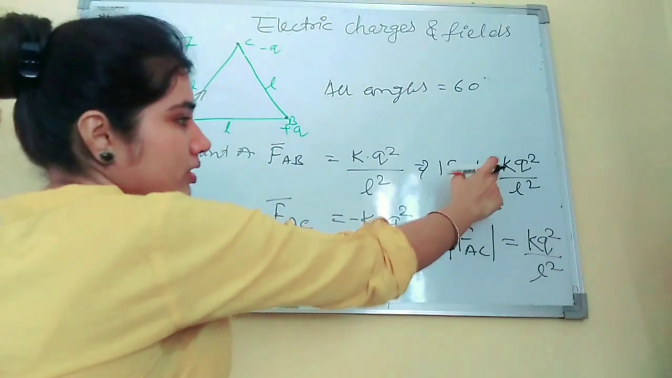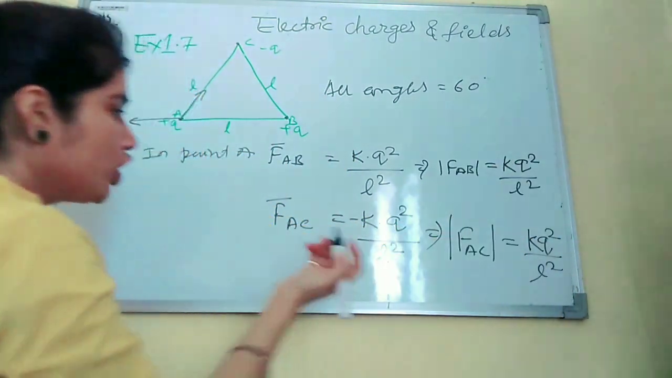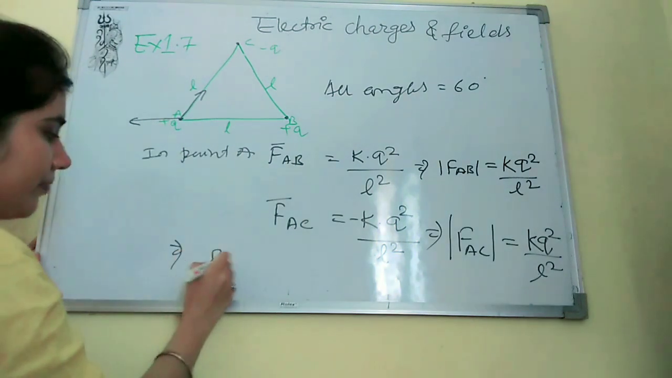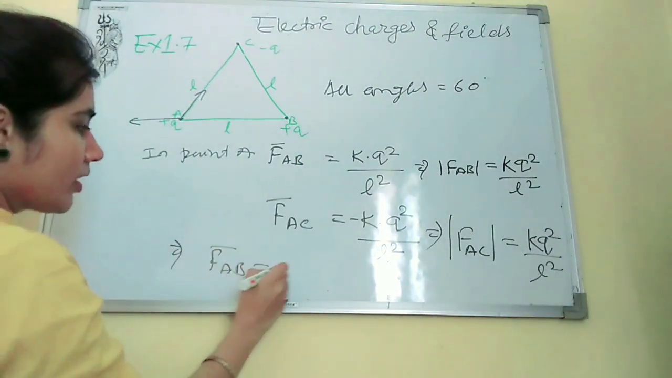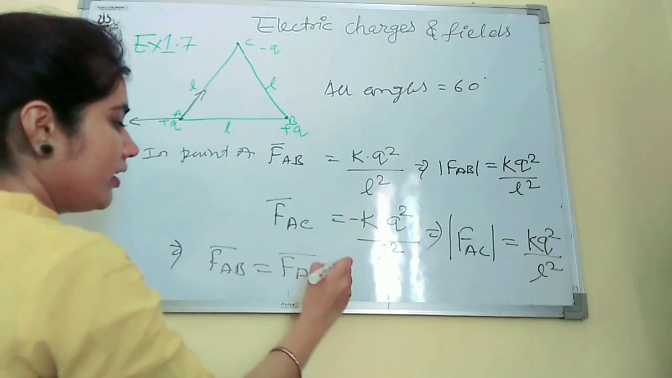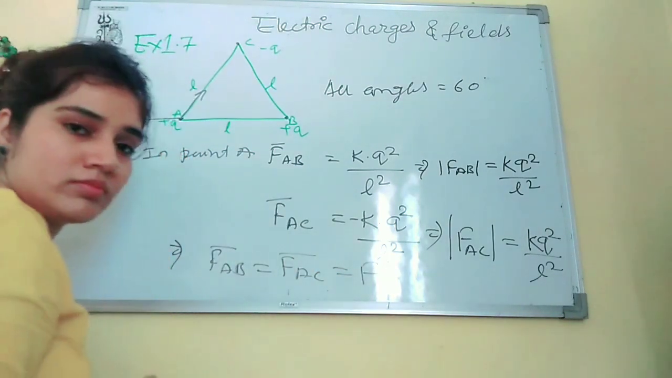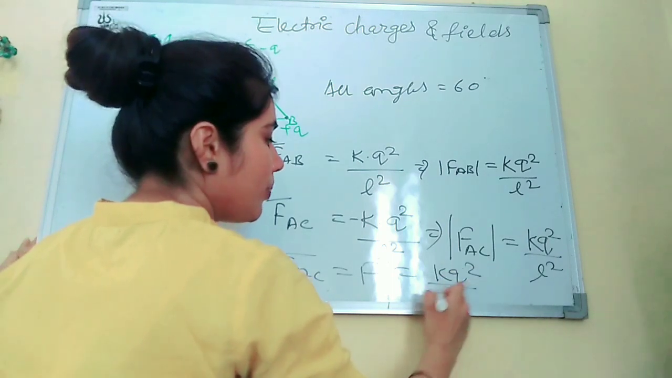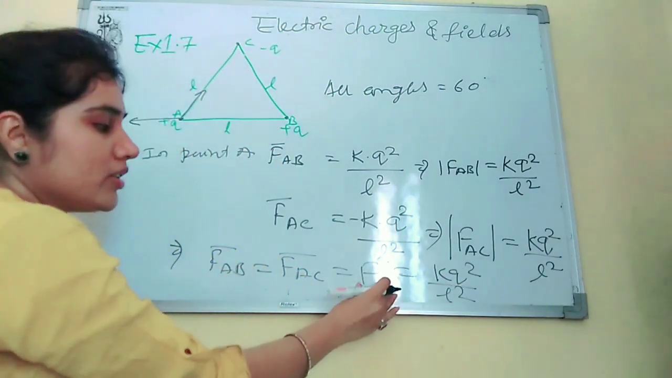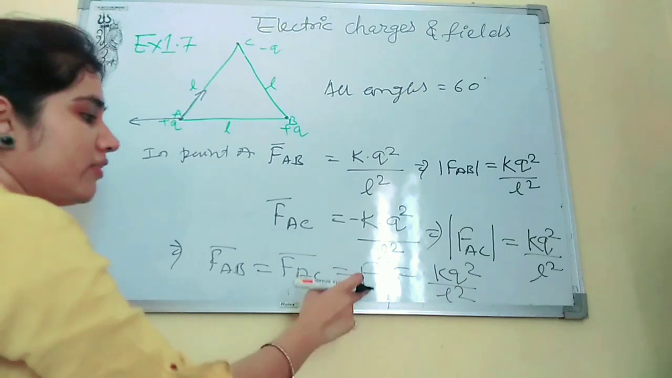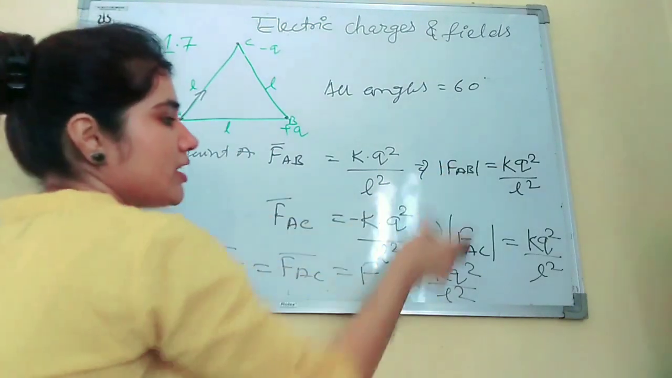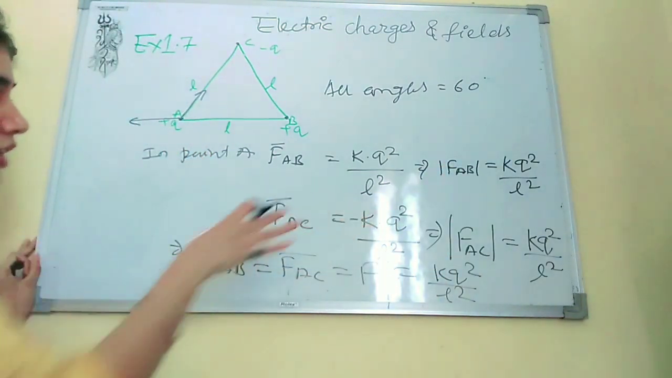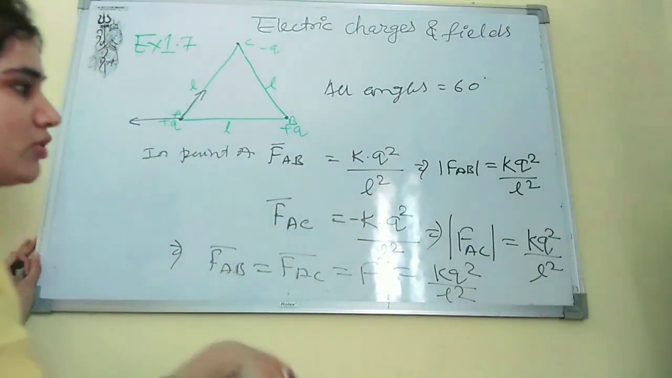You can see these expressions are similar. So we simply take FAB equal to FAC equal to F, and F is equal to KQ square upon L square. We have just assumed that this will be equal to F, and the value of F is the same expression. Okay, just note it down or take a screenshot because I am going to rub it.